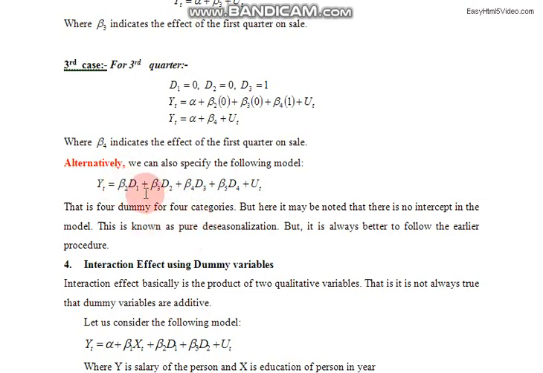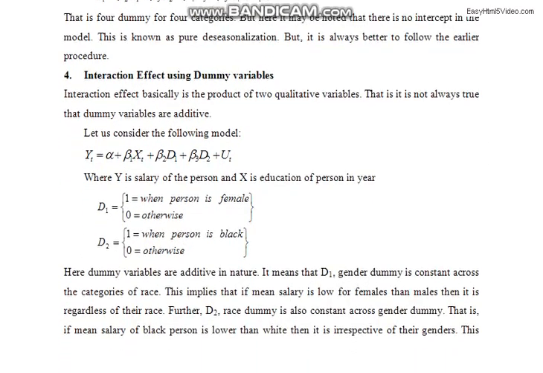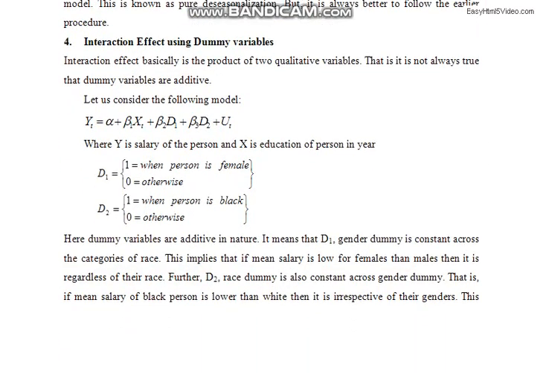The process using this particular model is known as pure deseasonalization, but it is always better to follow the earlier procedure. For n categories there are n-1 dummy variables. So this is known as deseasonalization. The next application we have is interaction effect using dummy variables.